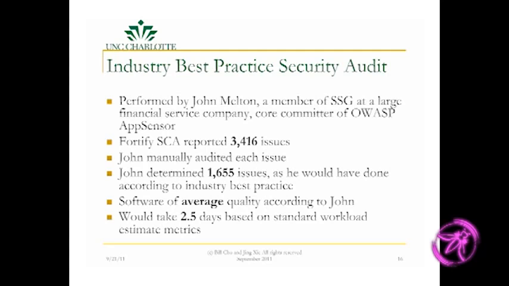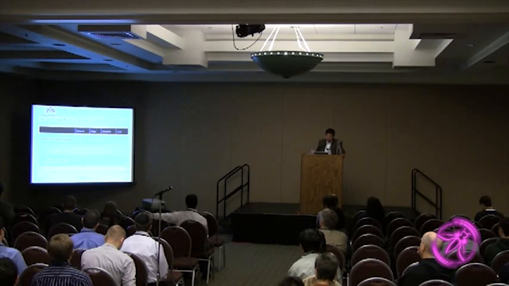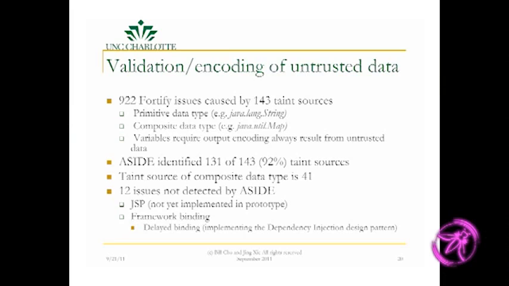In the interest of time, I do want to cover some of the more interesting research ideas, so I'm going to skip some of these things. This is what Fortify found. The thing I want you to take away is that the vast majority of the errors that Fortify generated for this Apache Roller are input validation and output encoding kinds of issues. By the way, John thought that program was of average quality. It's not particularly good, but it's certainly not bad. He's seen much worse than that.